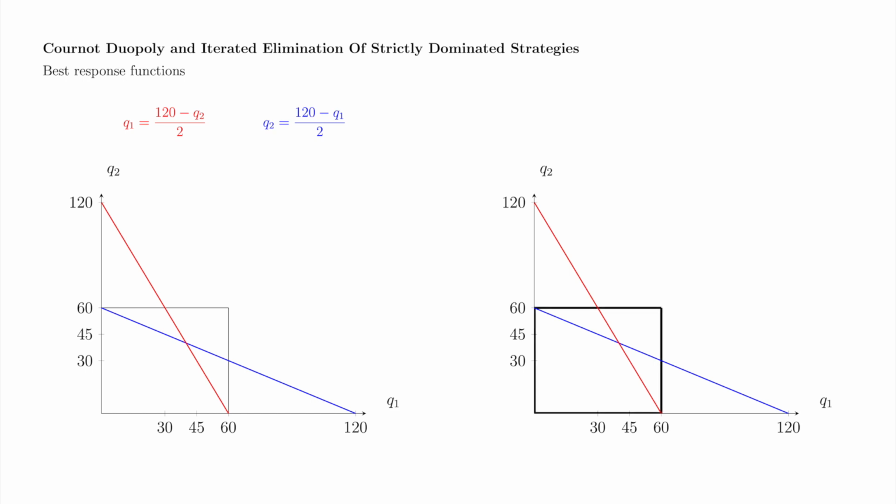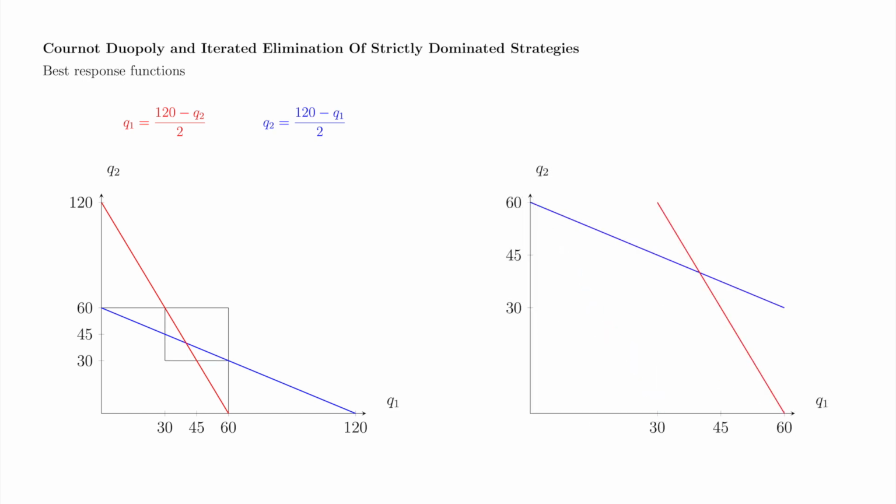We've now constructed our first box. The left and right side graphs look the same. In the next picture, the right-hand side graph will show only the region in the bold box, with Q1 ranging from 0 to 60 and Q2 ranging from 0 to 60. Now we'll construct the second box, bounded by the lines Q1 equals 30, Q1 equals 60, Q2 equals 30, and Q2 equals 60.